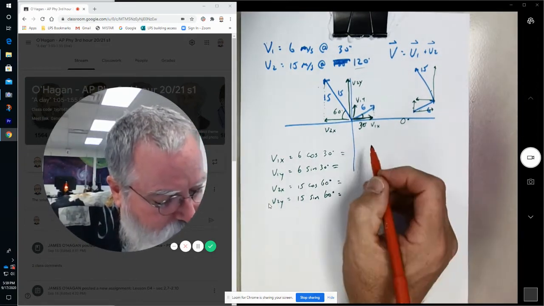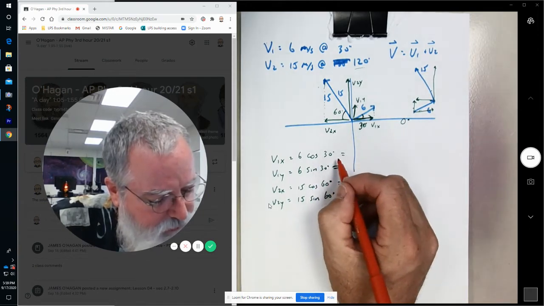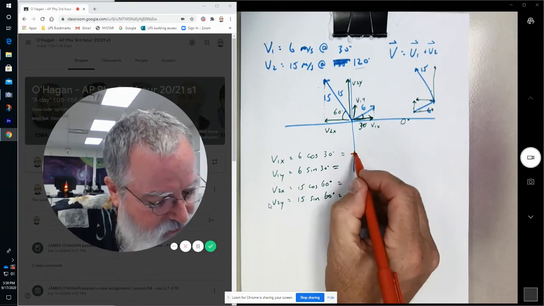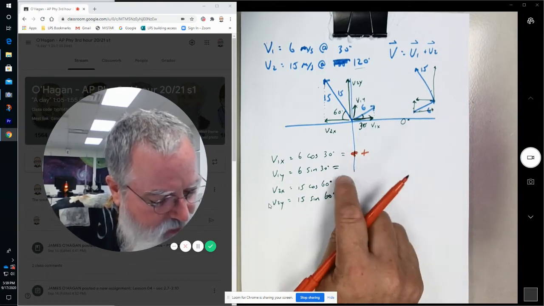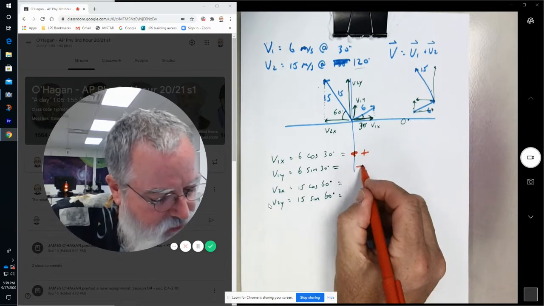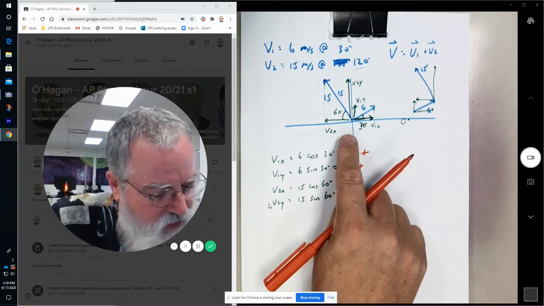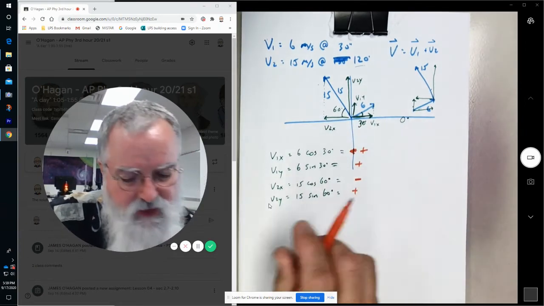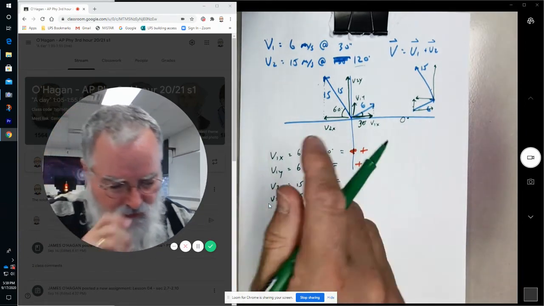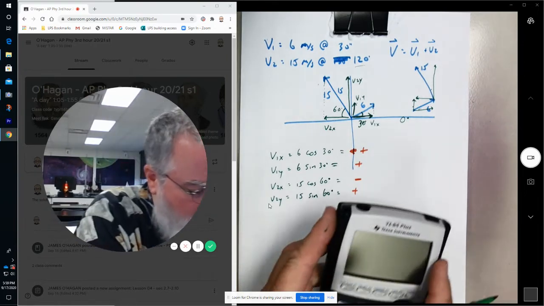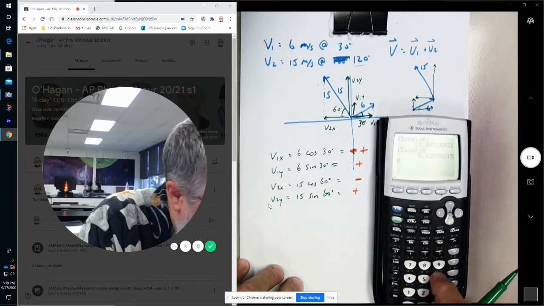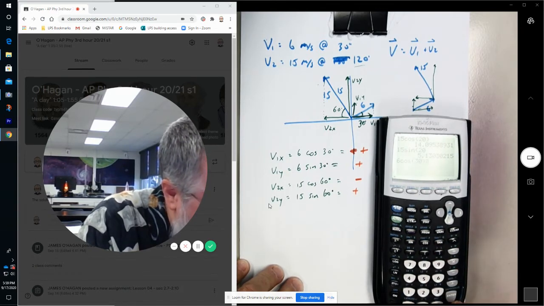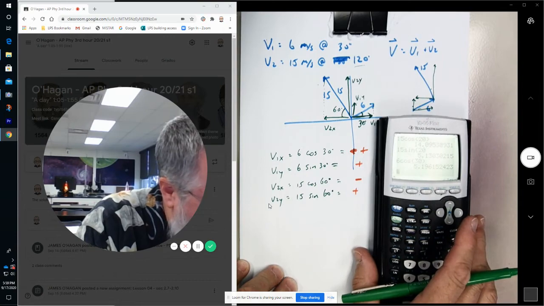So here we go. This points to the right. That's going to be a positive number. That's going to be a positive number. This one points up. That's going to be a positive number. This one points to the left. Ooh, that one's got to be negative. This one points up. That's got to be positive. So now once we do our calculations, we'll get the correct numbers in here. All right, so 6 cosine 30, I'm not good with this, is going to be 5.20.